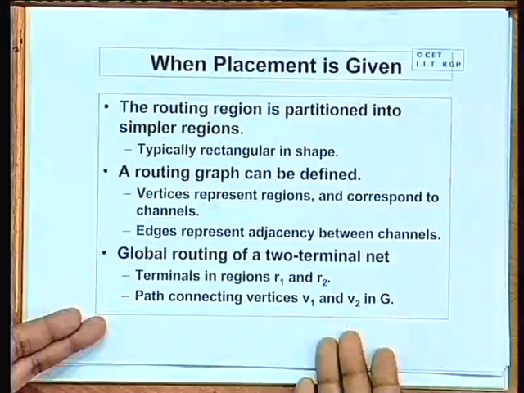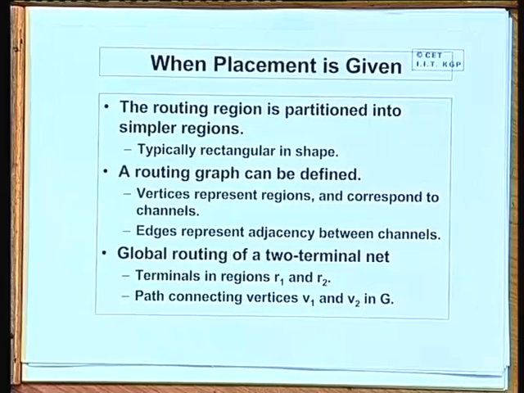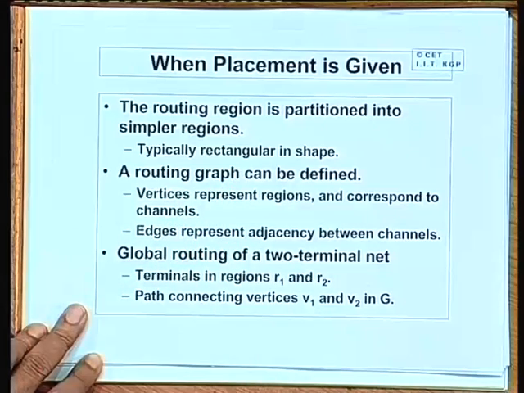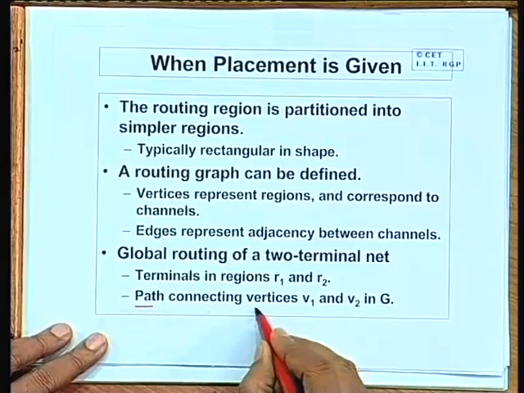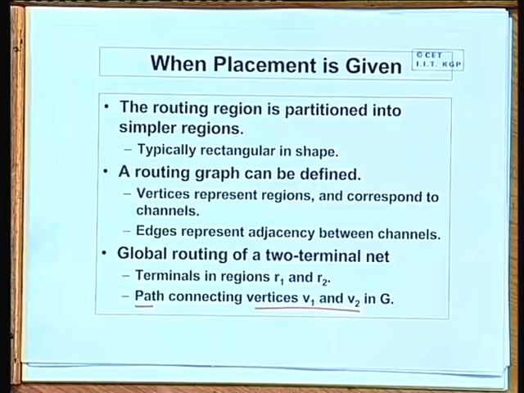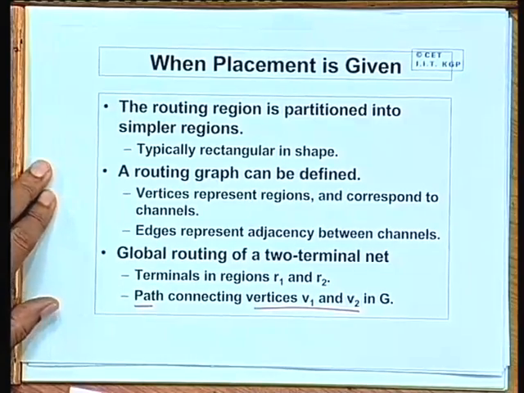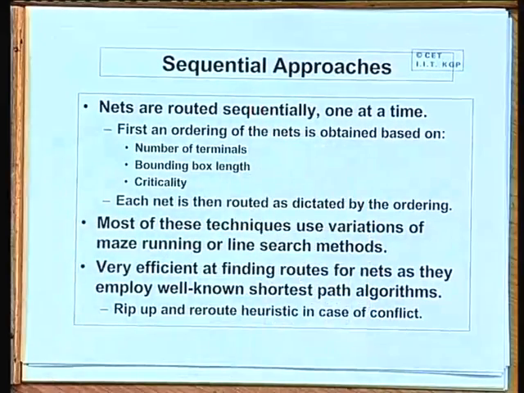So, whatever is written here is exactly the channel intersection graph stuff. The routing regions are partitioned into channels which are rectangular in shape. You define a graph, this is your channel intersection graph, and the global routing problem boils down to determining a path connecting two vertices in the graph, just exactly what we had mentioned.